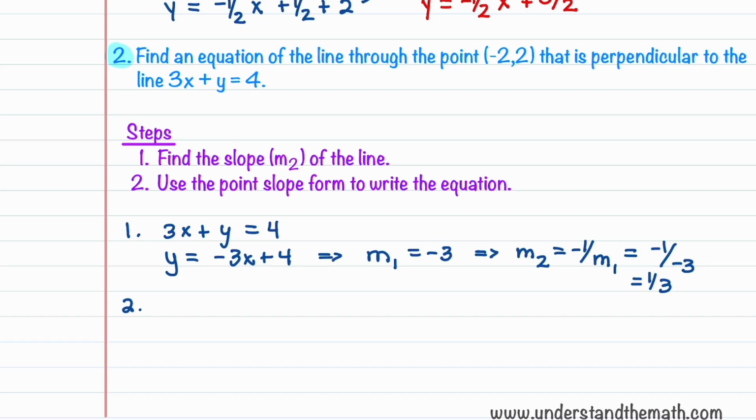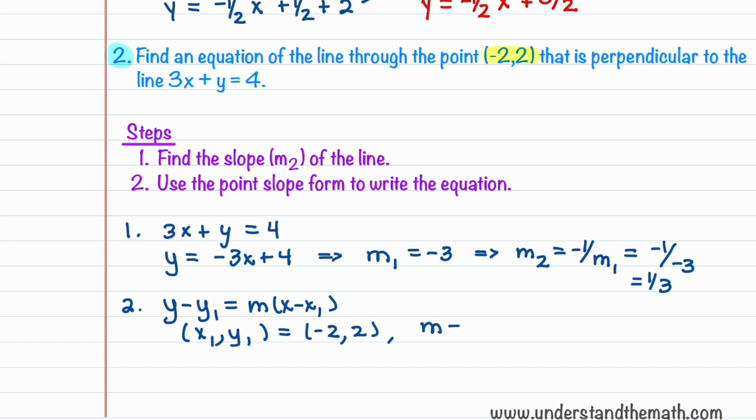Our second step, we're going to begin by using the point slope form. So we have y minus y1 is equal to m times x minus x1. And let's write down what x1, y1 is. If we go back up to our problem, we can see that it's the point minus 2, 2. So we'll write minus 2, comma 2. And our slope is the one that we just found, m2, and it's equal to 1/3. Now all we have to do is plug in.